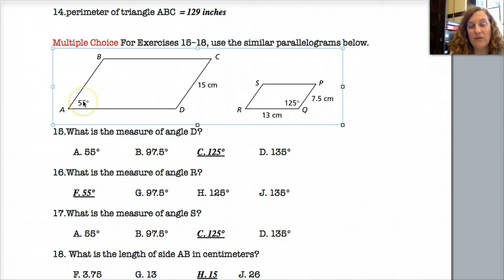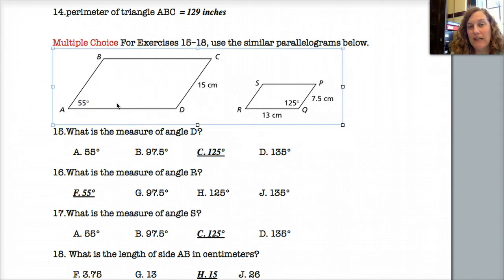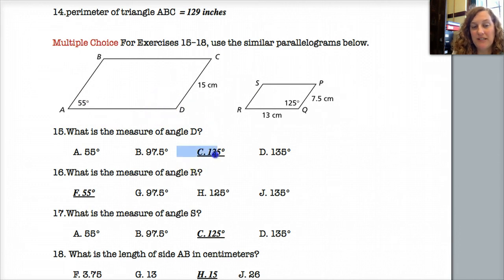So 55 degrees and 55 degrees equal 110 degrees. A parallelogram has to add up to 360 degrees, so that means B and D have to be 250 degrees together. They have to be the same, so you divide it by 2 and you get 125 degrees. The other way to think about it is that A plus D make a straight line and have to add up to 180 degrees. So 55 plus 125 gives you the 180 degrees. So either way, angle D is 125 degrees.